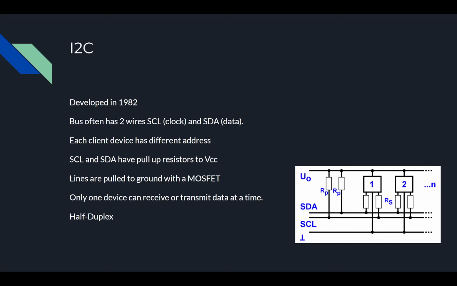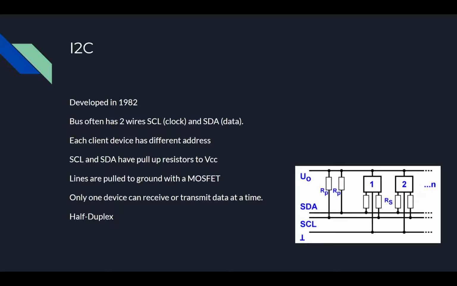This was developed in 1982. You have 2 main wires. I'm not including power and ground for this. You have SCL, which is the clock, and then SDA, which is data. Each client device has a different address, and then SCL and SDA have pull-up resistors that bring them up to the supply voltage, and lines are pulled to ground using a MOSFET.